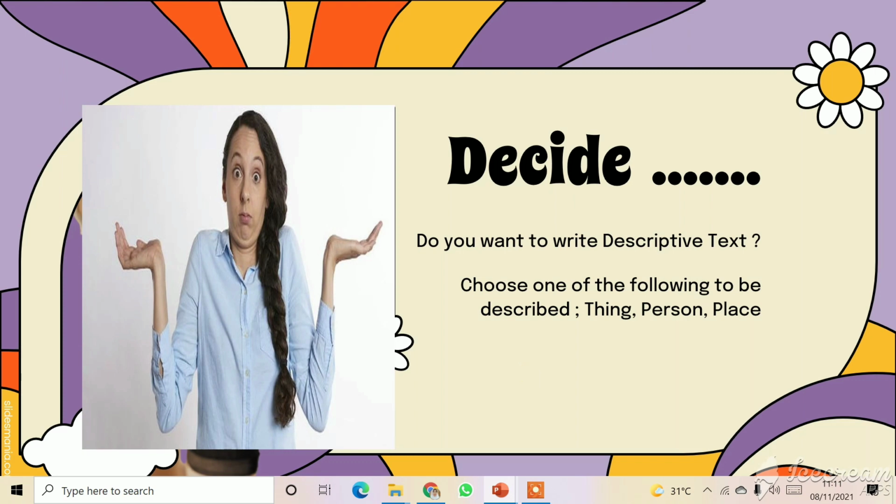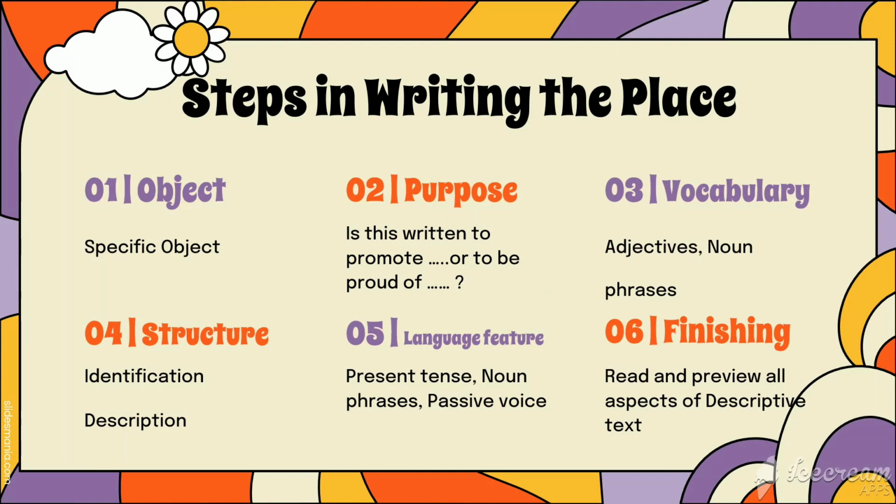You have to decide whether you want to write the descriptive text by choosing one of the following. What will you describe? The thing, the person, or the place? I ask you to decide that now you are going to write the place, yeah? Okay, these are the steps in writing about a place. Because you have chosen the place as your object of the writing, you have to choose the specific object in place. Choose one specific object for your essay or for your writing.